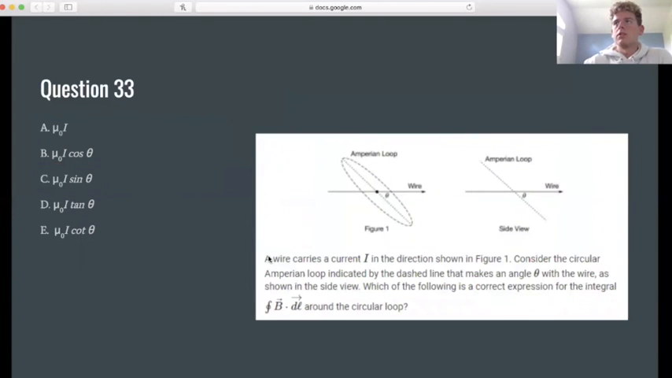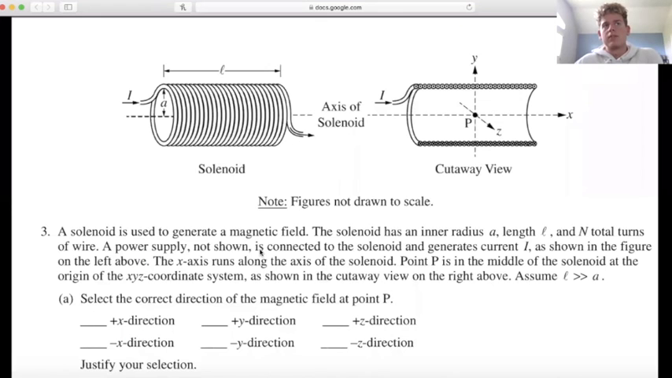And then question 33 is pretty simple. It's just knowing that the angle of an Amperian loop outside a wire doesn't matter. It only matters inside a wire. So if the Amperian loop is outside the wire, there's no x and y components to the magnetic field. It'll all be the same around. So it'll just be I, or magnetic field, not magnetic force.